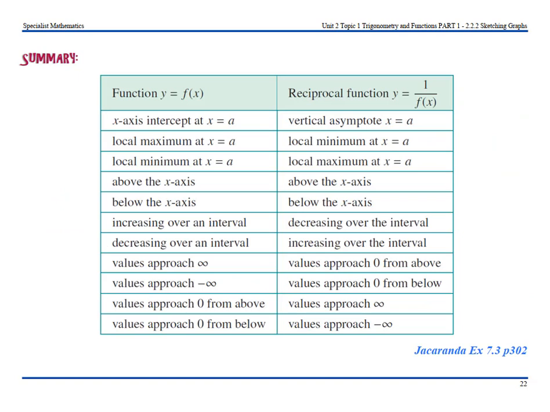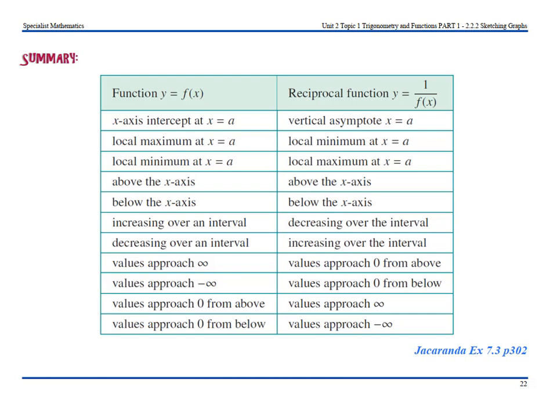Just to provide a summary, things that we've looked at. If our x-intercepts at x equals a, then our reciprocal function, that's going to be a vertical asymptote. If we have a maximum for y equals f of x, that becomes a minimum for our reciprocal. And vice versa, if we have a minimum for our function, it's going to become a maximum for our reciprocal. If for our original function we're above the x-axis, then we remain above the x-axis for our reciprocal function. Similarly, if we're below the x-axis for our basic function, then we're going to be below the x-axis for our reciprocal. If we're increasing over an interval for our original function, then we're going to do the opposite. We're going to decrease over an interval, and vice versa.